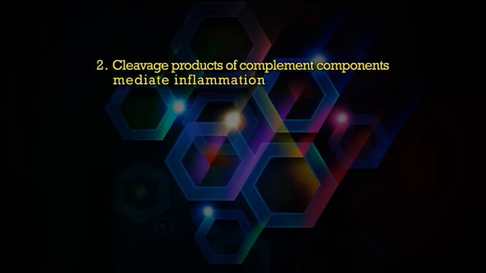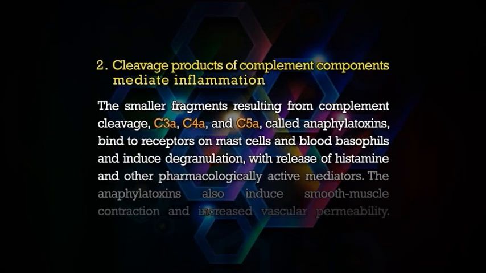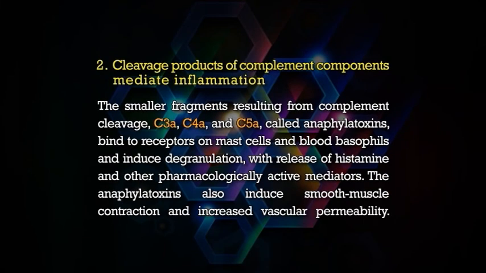Cleavage products of complement components mediate inflammation. The smaller fragments resulting from complement cleavage, C3a, C4a, and C5a, called anaphylatoxins, bind to the receptors on mast cells and blood basophils and induce degranulation with release of histamine and other pharmacologically active mediators. The anaphylatoxins also induce smooth muscle contraction and increased vascular permeability.